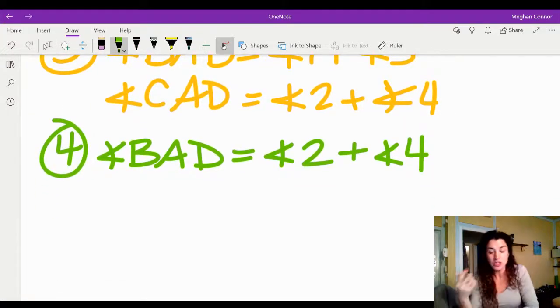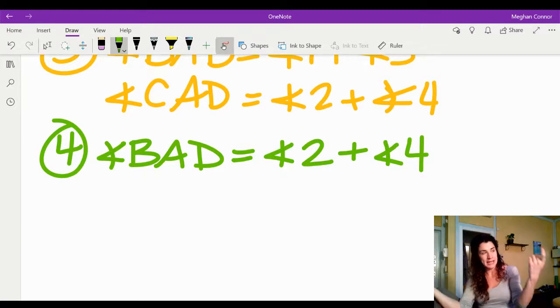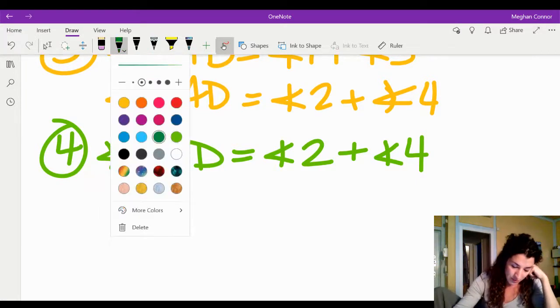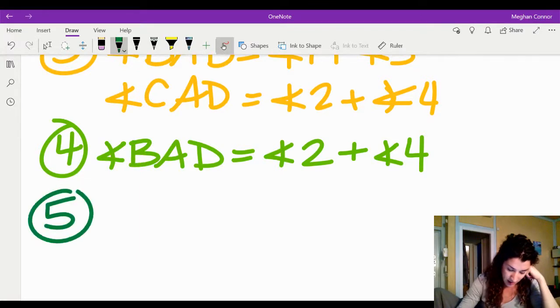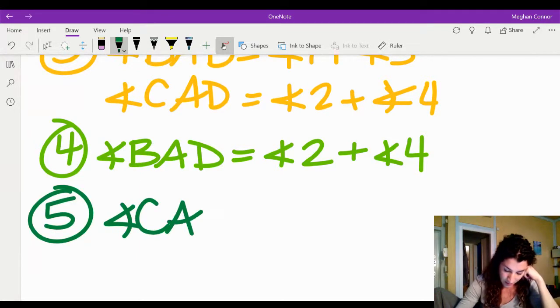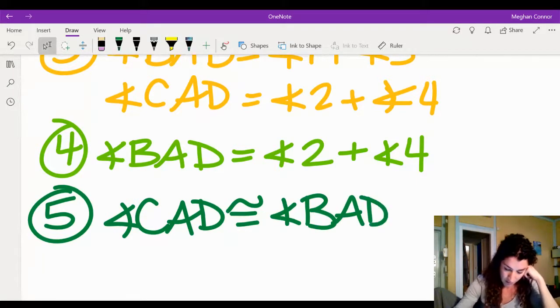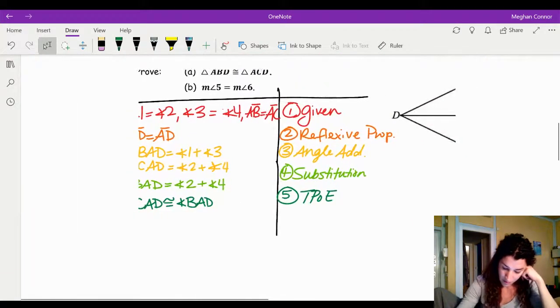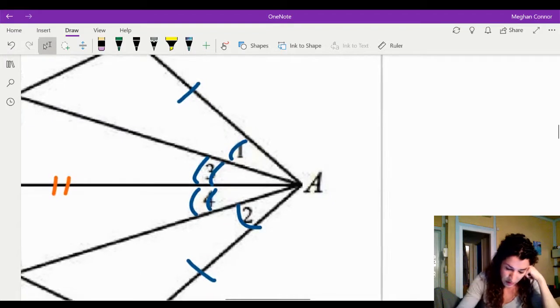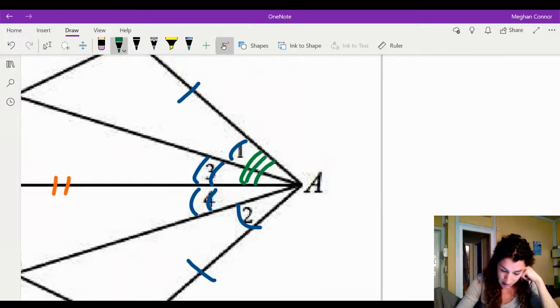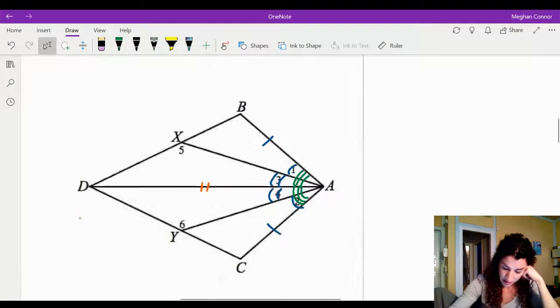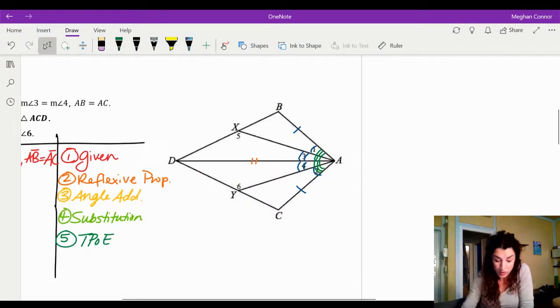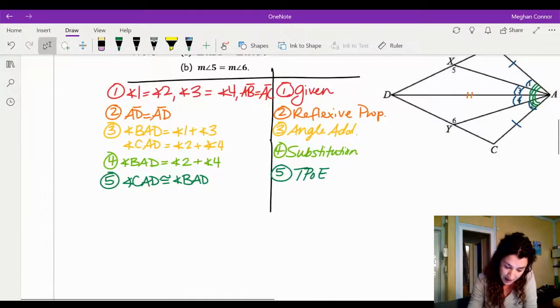And then now I realize 2 plus 4, well, that equals BAD and CAD, so they must be equal to each other, your transitive property of equality. Okay, I've just proven that those whole angles are equal to each other, so I might go in here and mark that they're equal to each other. And now I know that I can prove that those two triangles are congruent because of side angle side.